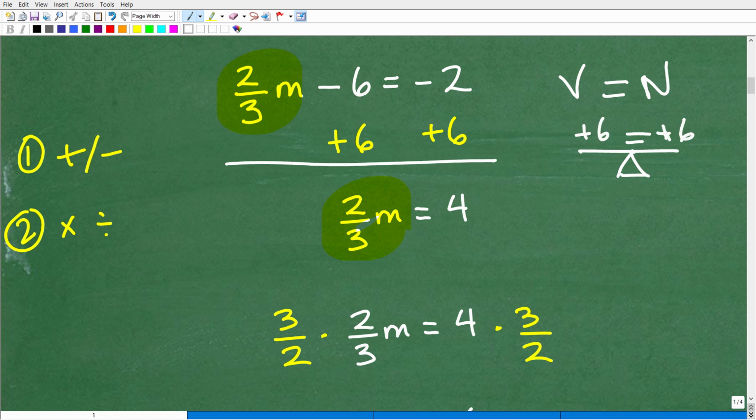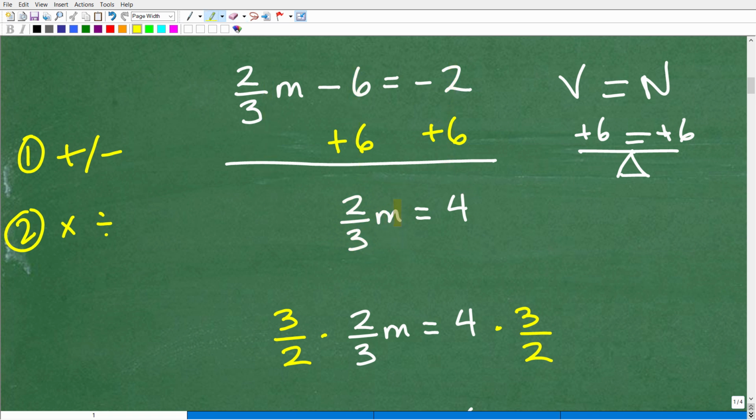That is the number one rule when you're solving equations in algebra. So we're going to add 6 to both sides of the equation. And let me go ahead and show you this now. When we add down in a column manner, I get 2/3 m plus nothing is 2/3 m. -6 plus 6 is 0, so that just goes away on the left-hand side. And then -2 plus 6 is a +4. Okay, so this is where we're at right here.